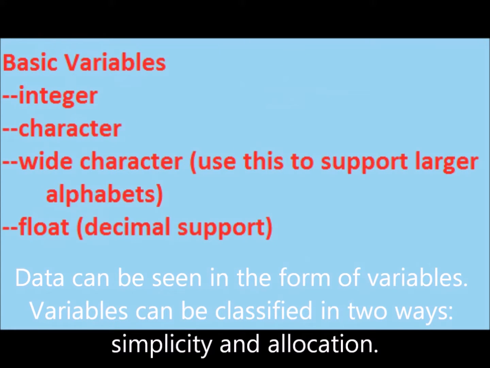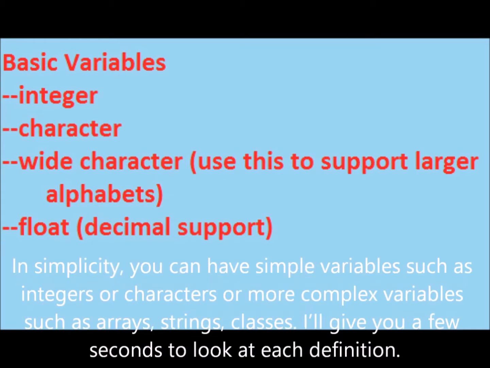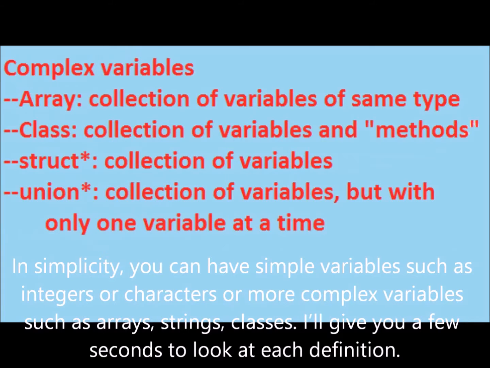Data can be seen in the form of variables. Variables can be classified in two ways, simplicity and allocation. In simplicity, you can have variables such as integers or characters, or more complex variables such as arrays, strings, classes. I'll give you a few seconds to look at each definition.